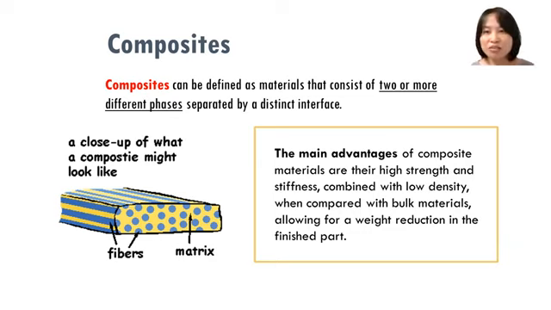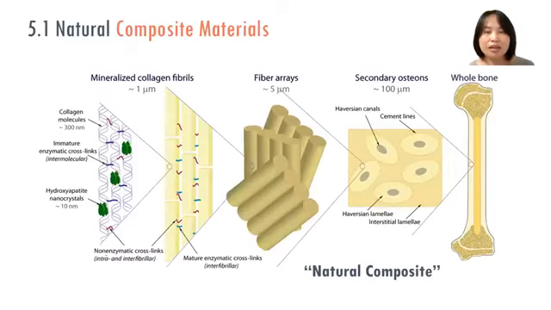The main advantages of composite material are that they normally have high strength, high stiffness, but low density. So all good, right? And an excellent example of composite material is from nature, actually. A perfect example is our bone, the bone that supports our whole body.